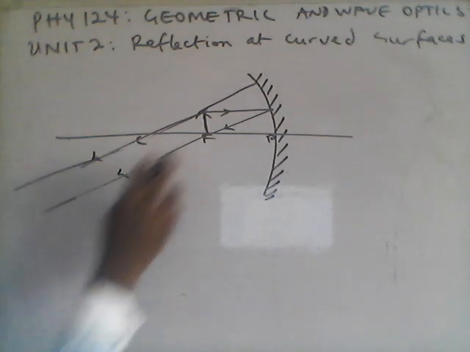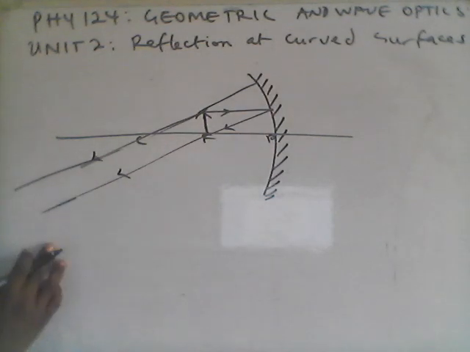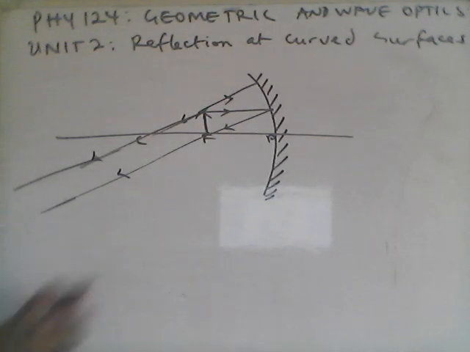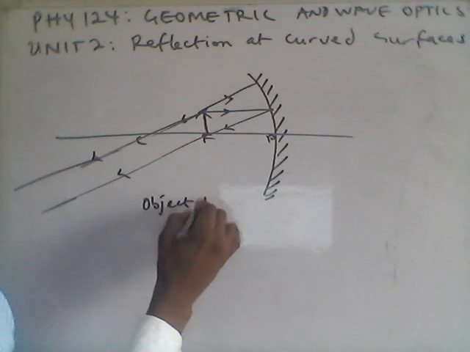The reflected ray passing through F, the focus, and the reflected ray also passing through C, in this configuration will never meet. This is the object placed on F.